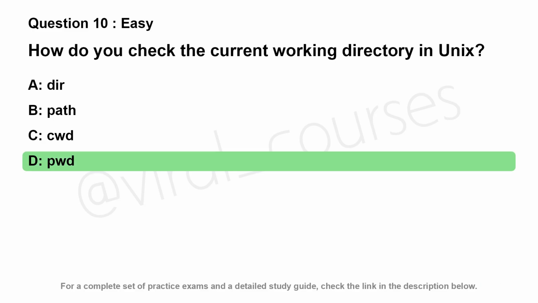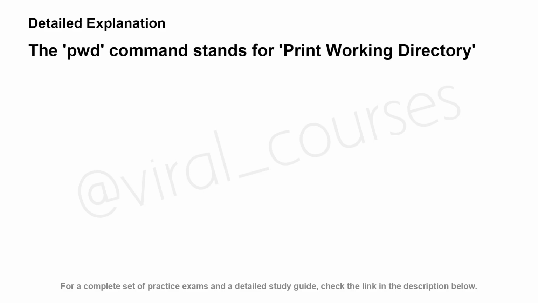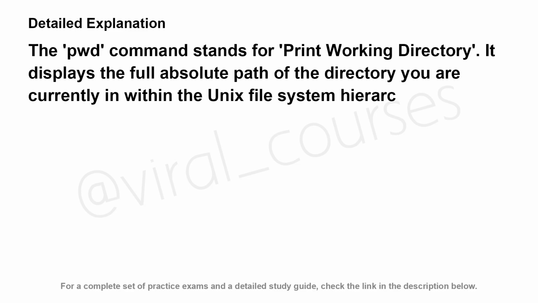The correct answer is D. The pwd command stands for print working directory. It displays the full absolute path of the directory you are currently in within the Unix file system hierarchy.